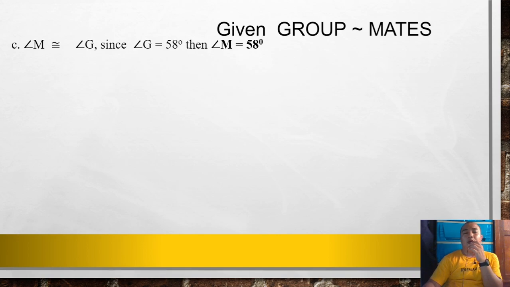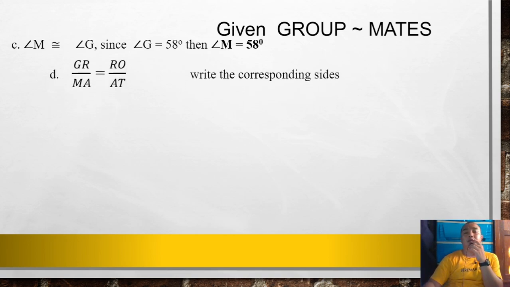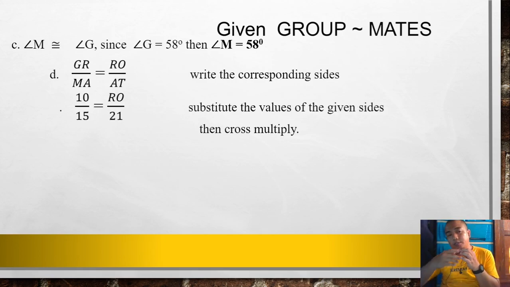Angle M is congruent to angle G. Correct, because they are corresponding angles. Now, since angle G is 58 degrees, angle M is also 58 degrees. Letter D. Write the corresponding sides.